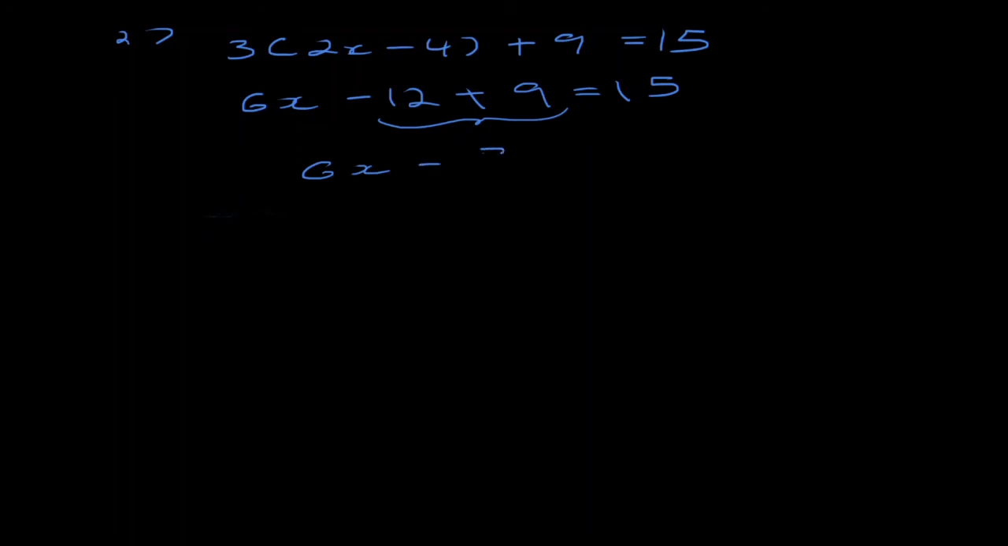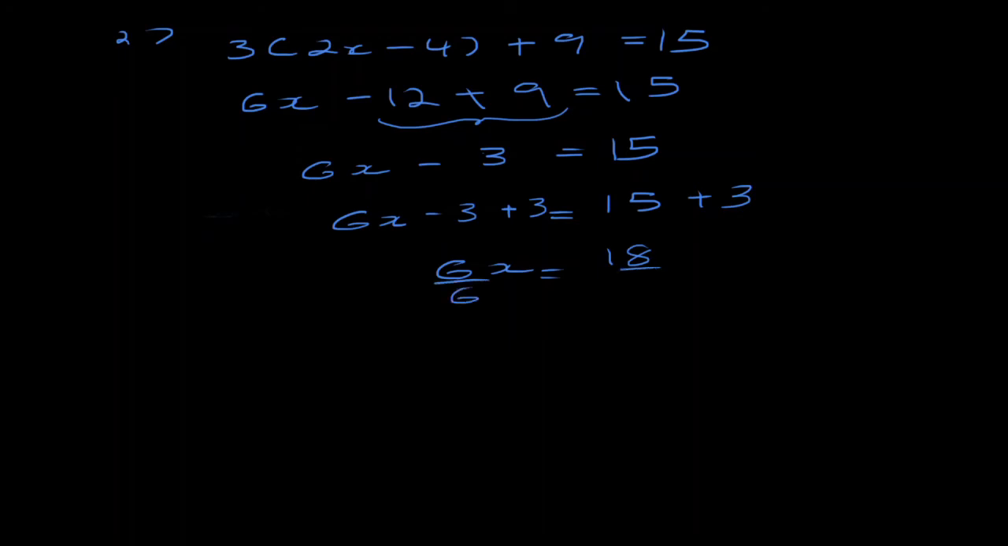Minus 3 equals 15. How do we get rid of 3? The inverse of minus 3 is plus 3, so we do that on each side. So minus 3 plus 3, plus 3. And so we get 6x equals 18. How do we get rid of the 6 here? We have to divide the whole thing by 6. And you get x, and you get 3. And that is the answer.